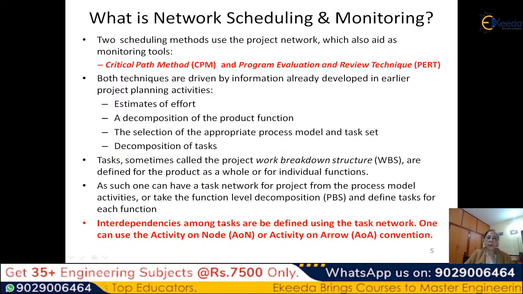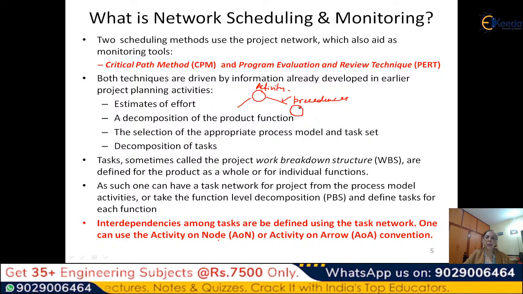And then we can have two conventions. One is called activity on node. The other is called activity on arrow. What it means is that in the first one, the activity is here. This is the activity, and this is the precedence. The edges will determine the precedence between two activities. So the activity is on the node.